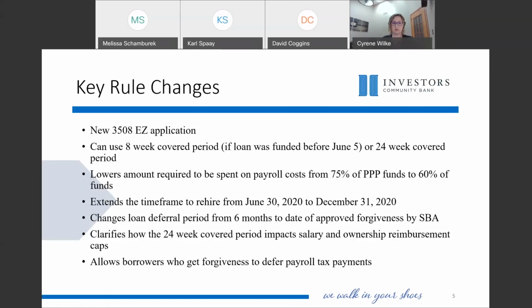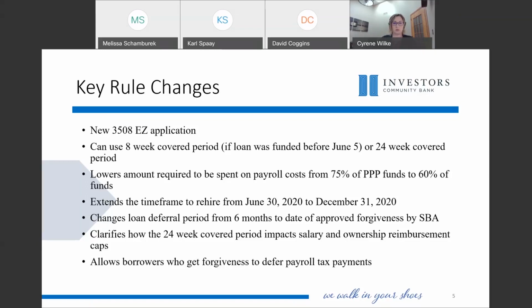The first change you've heard about and possibly seen is the new Easy Application. 3508 is the application that SBA has provided. In the first round, you saw the long form. It's a little daunting, and the Easy is quite a bit simpler for certain people that qualify, and we'll talk about what those qualifications are in a minute.